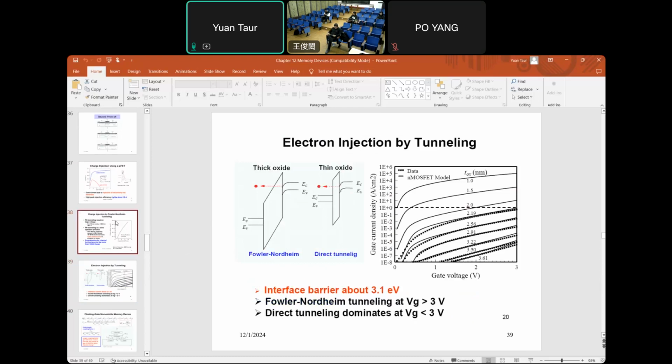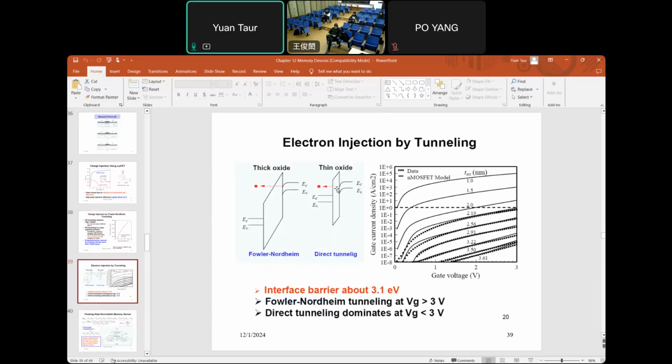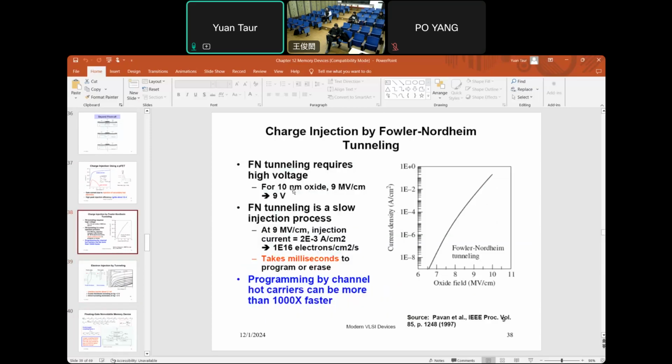It cannot be too thick. If it's too thick, then you need a large voltage to achieve this 9 megavolt per centimeter oxide field. But if the oxide is too thin, then you have direct tunneling, which means the charge will not stay in the floating gate. So that's not good either. So pretty much this 10 nanometer oxide is a fairly standard thickness for non-volatile RAM cell technology.